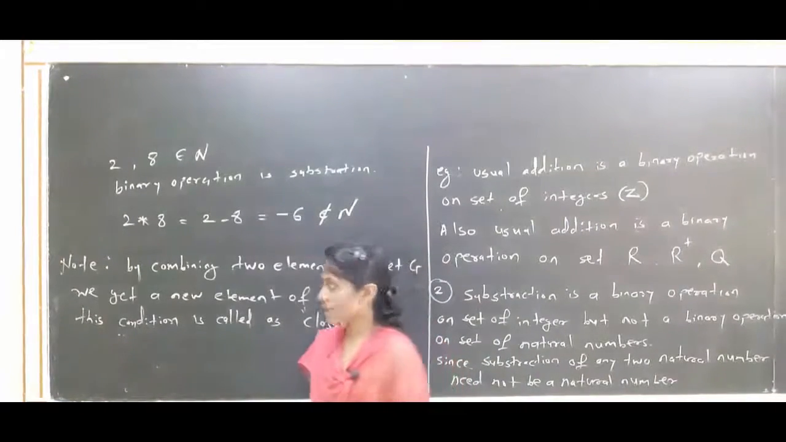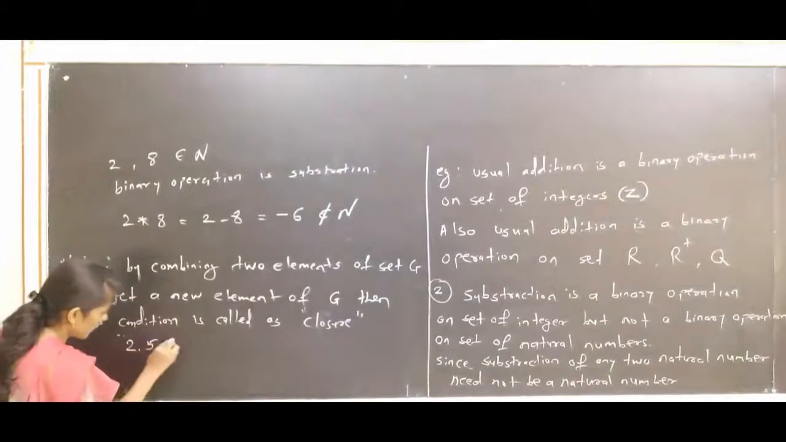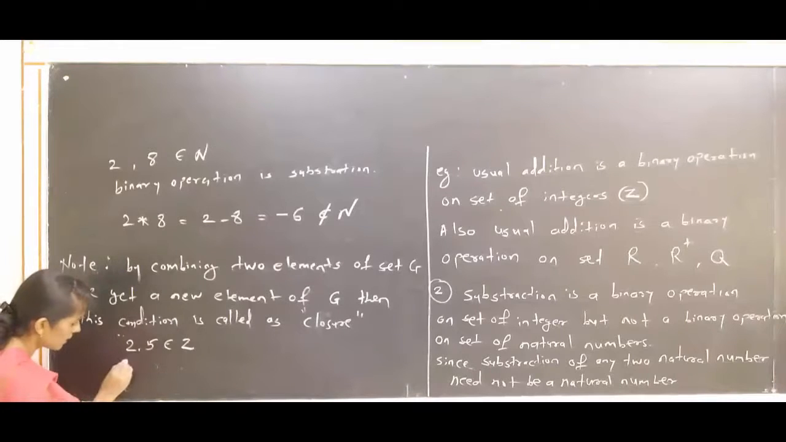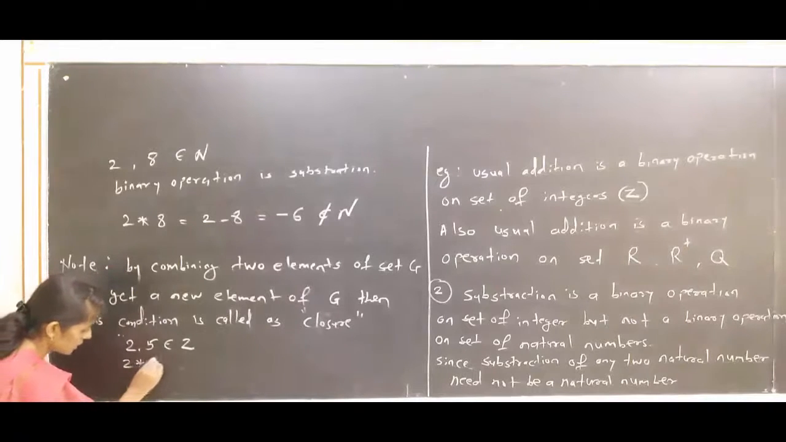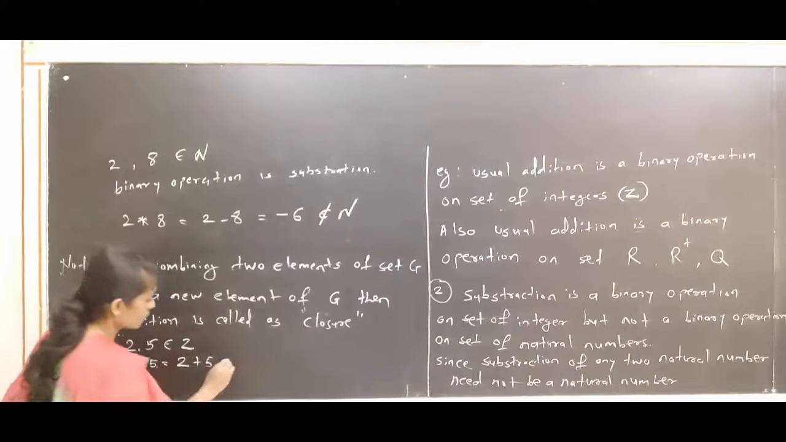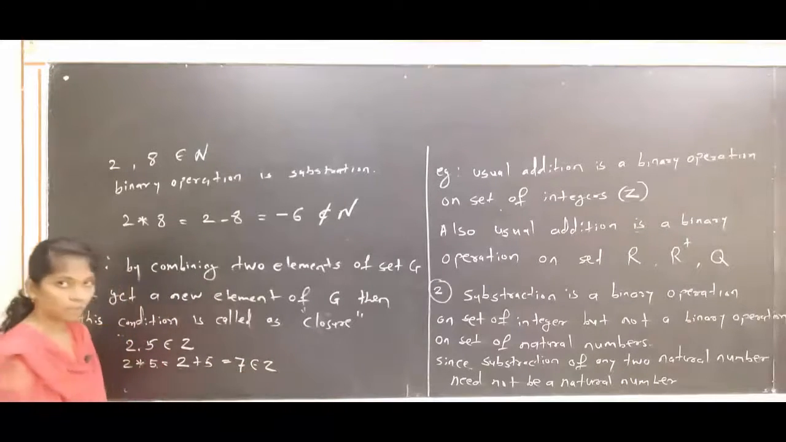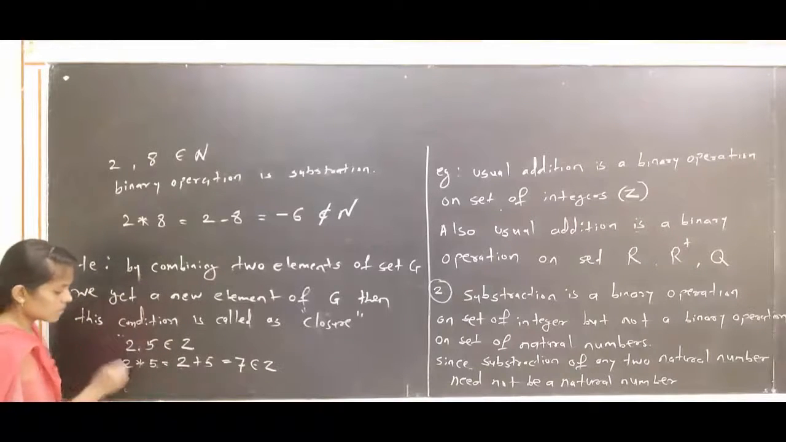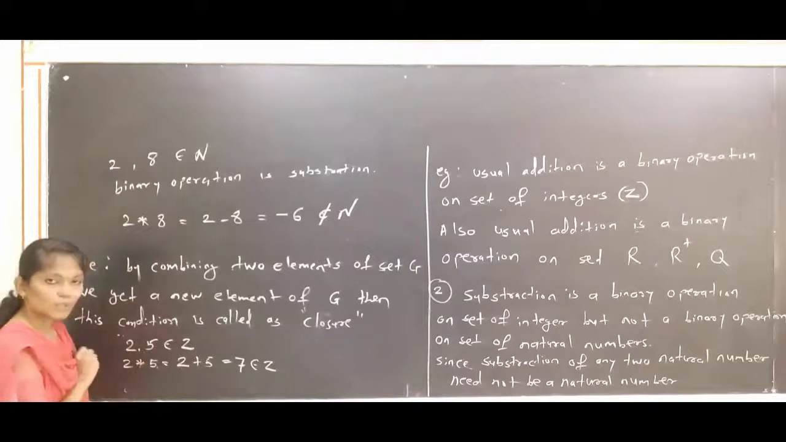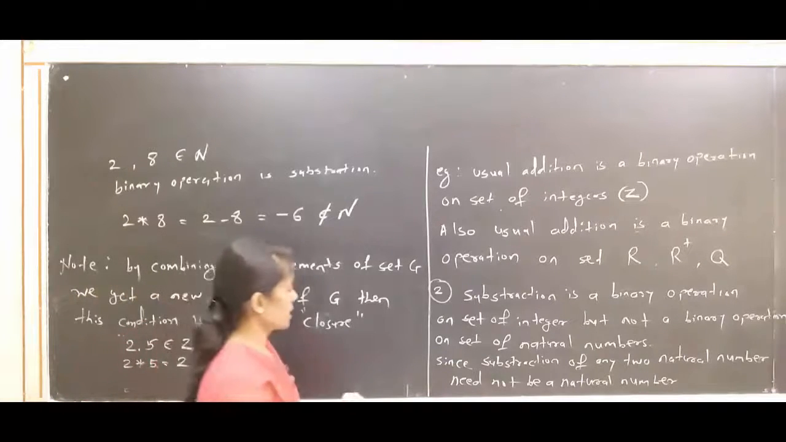Okay, for example, here we consider 2 and 5 belonging to the set of integers, and here the binary operation is defined as addition, 2 plus 5. Then 2 plus 5 is equal to 7, and 7 again belongs to the set of integers. So this condition is called closure with respect to the binary operation addition. Okay.